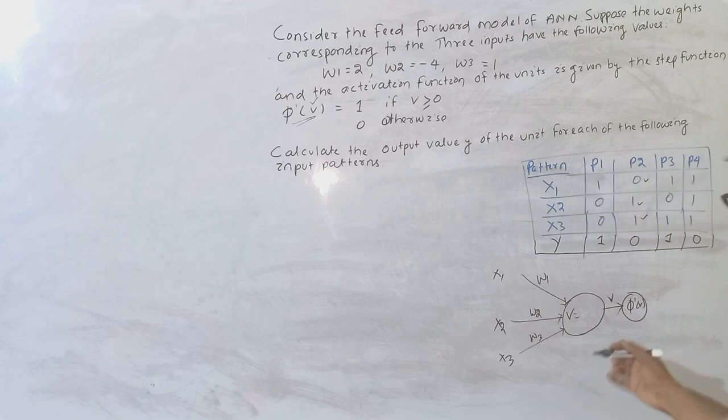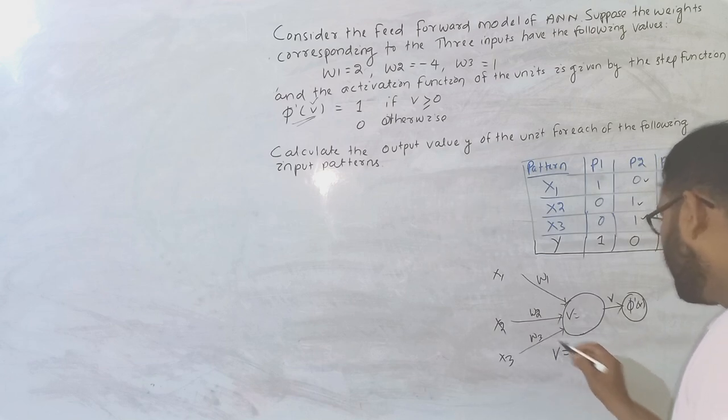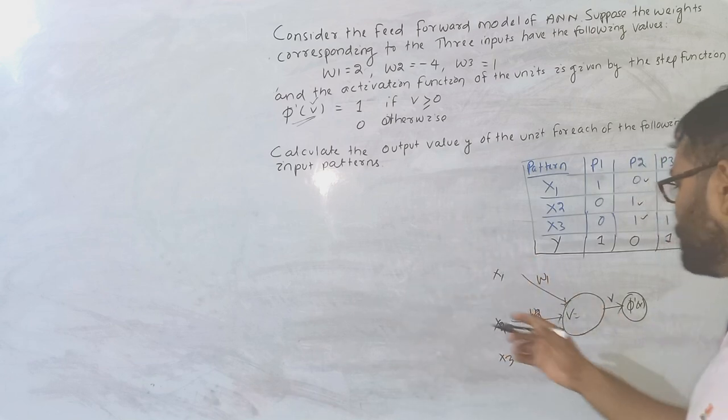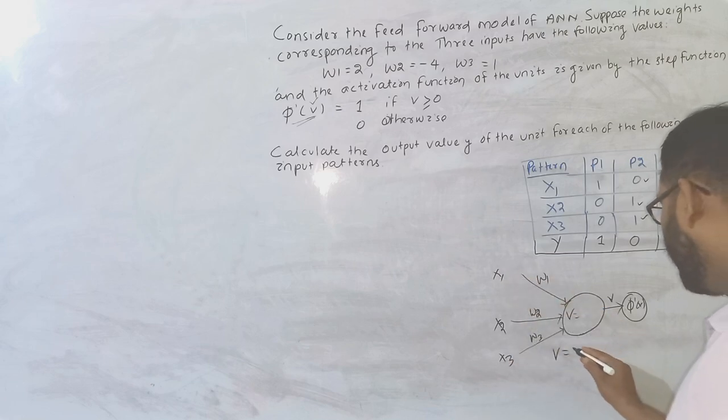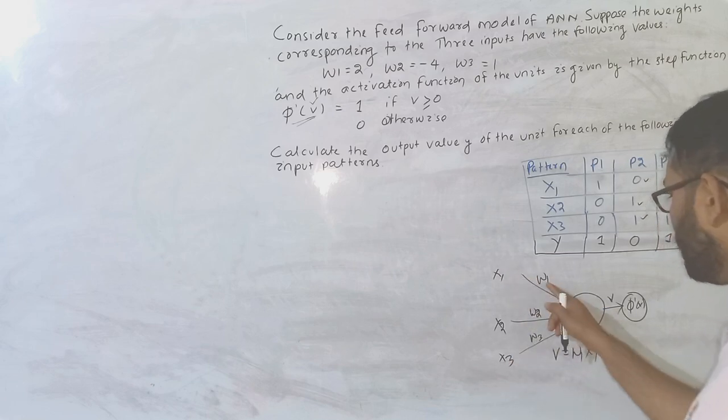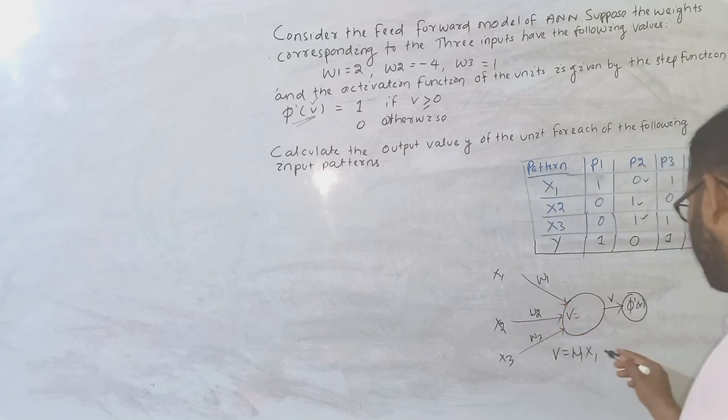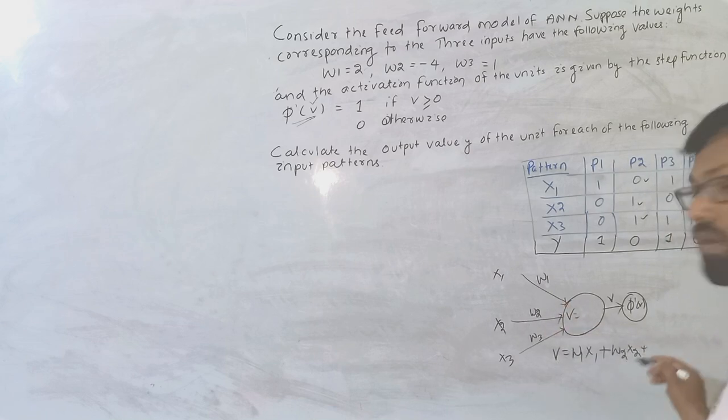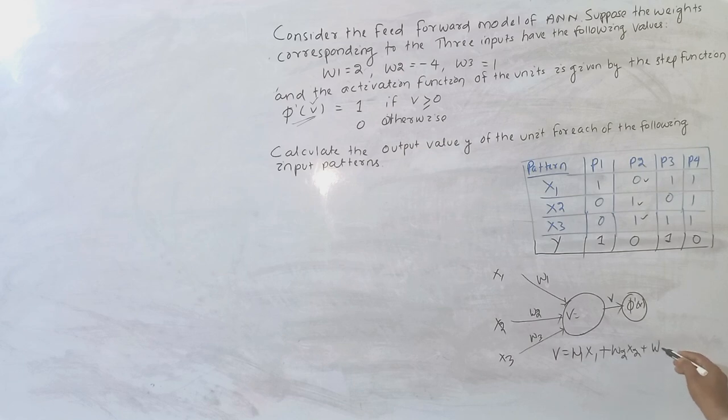You already know how to calculate v. V is nothing but the weighted sum. Weighted sum means w1 x1, you have to multiply the weight with the input for all inputs, w2 x2 plus w3 x3. For the different inputs you multiply with the weights and do the summation, its name is the weighted sum. Whatever value comes, provide it to this activation function.